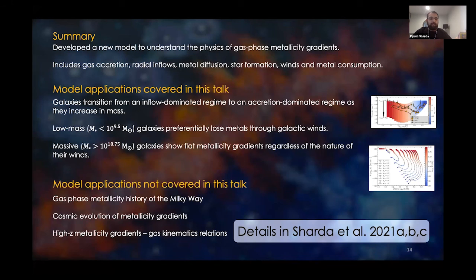But if you take, for example, things like fountains into account, you can have metal enriched gas falling onto the galaxies as well. And that will be the next step to consider in such a study. You also include fountains and not only inflows and outflows separately.